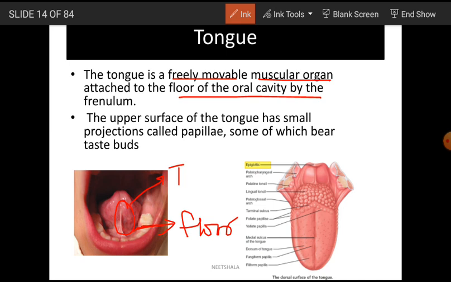It's a connective tissue sheath. That connective tissue sheath we will call the frenulum. So frenulum is a connective tissue sheath which connects the tongue with the floor of the buccal cavity.